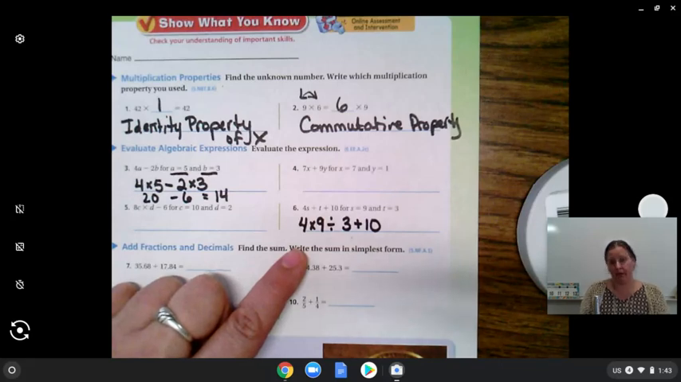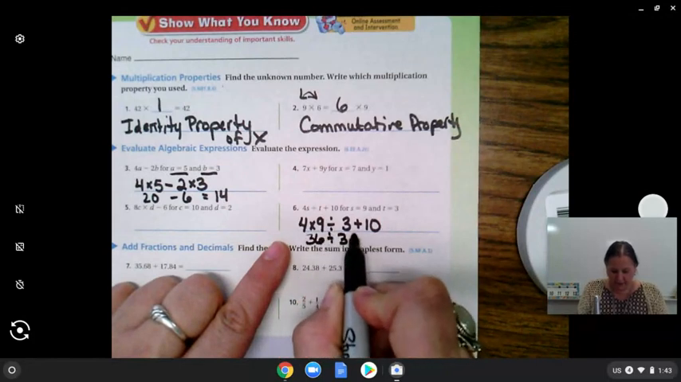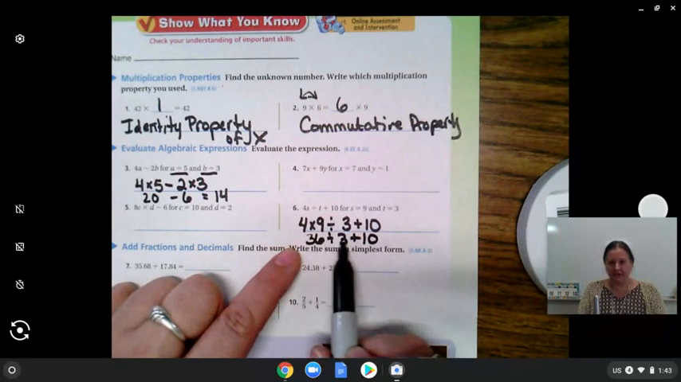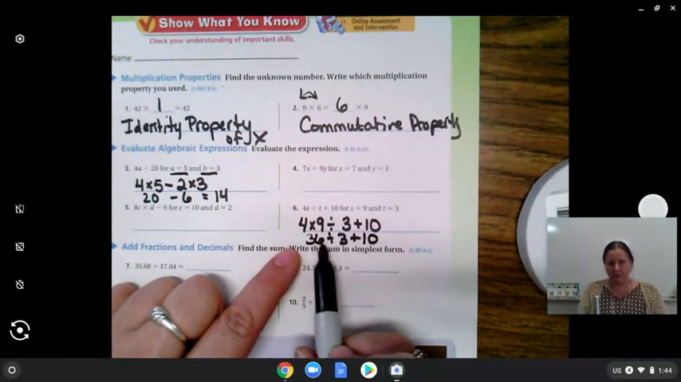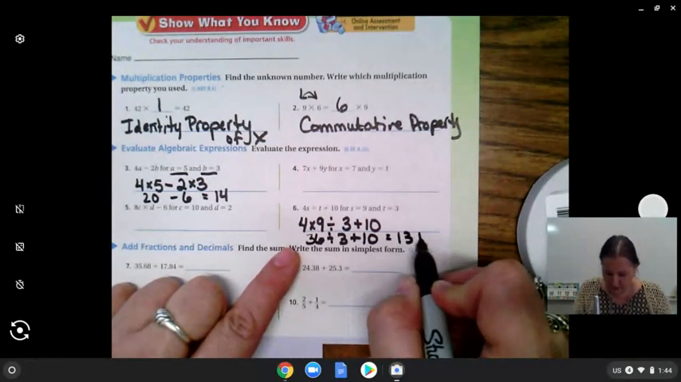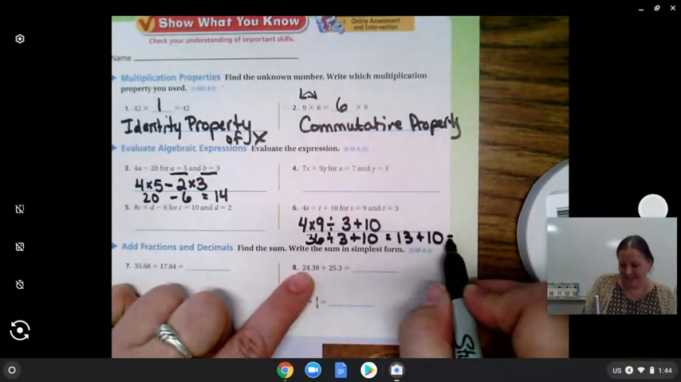So PEMDAS. P, no parentheses, so we're good there. E, no exponents, so we're good there. Multiply and divide from left to right. So multiply or divide from left to right, and this multiplying comes first. 4 times 9 is 36. And then I just write down everything the same. I still have some division here, so that comes next. 36 divided by 3 is 12. So it'll be 12 plus, I still have this 10. So 12 plus 10 is 22.